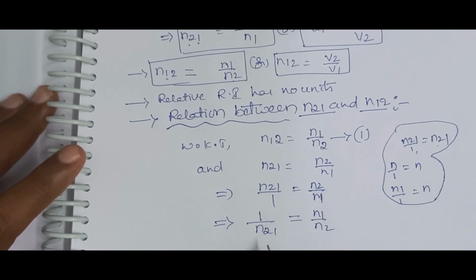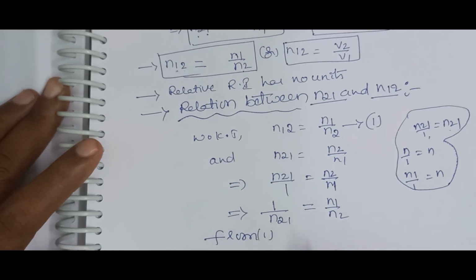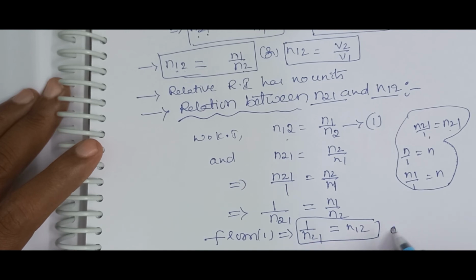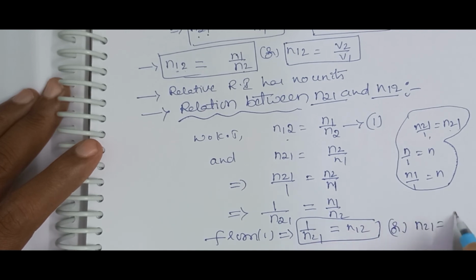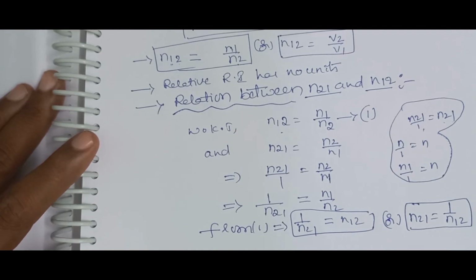So from equation 1, n1 by n2. From equation 1, 1 by n21 is equal to n1 by n2, which is n12. So it can be written as n21 is equal to 1 by n12. This is the relation between n21 and n12.